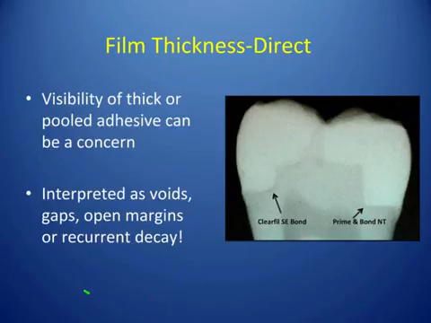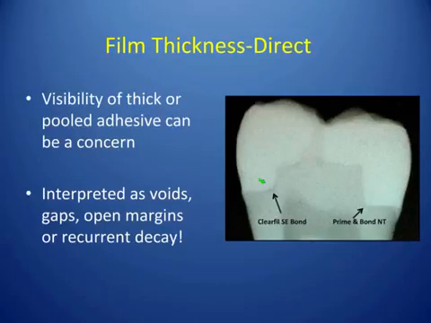Elect also is noted for very low film thicknesses. This was something that our Prime and Bond line has been known for for years. That can impact us specifically regarding visibility of the adhesive on a film. So for thick adhesive materials, and Clearfil SE Bond is again one of such materials, we can have these areas that look almost like radiolucencies, which as we know as clinicians mean there's either a void in the restoration or potentially secondary or recurrent decay.